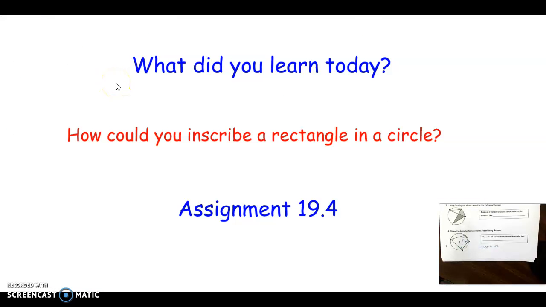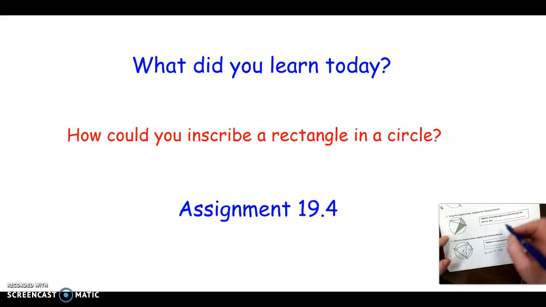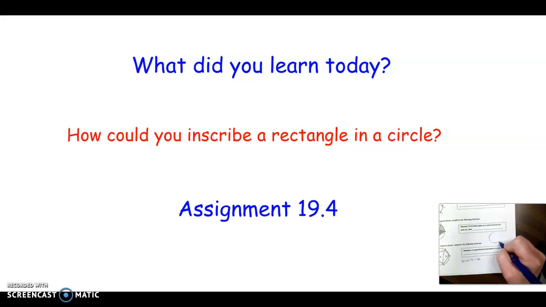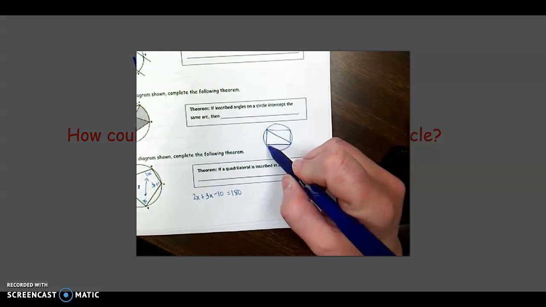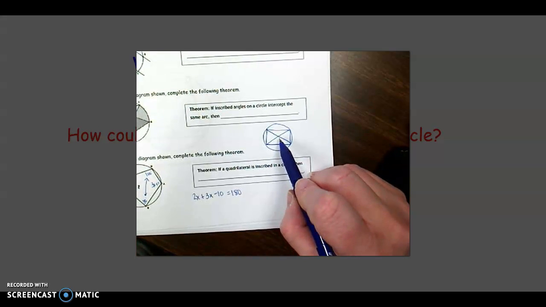All right, so it says, how could you inscribe a rectangle in a circle? If you'll remember from topic 17, we learned some properties of rectangles that would help us here. One of those is the fact that the diagonals of a rectangle have to be congruent. Well, if you inscribe a rectangle inside of a circle, I'll attempt to draw one here. If we had an inscribed rectangle, remember all four of its vertices would be on the circle, its diagonals would be what part of the circle? Well, they could be diameters.